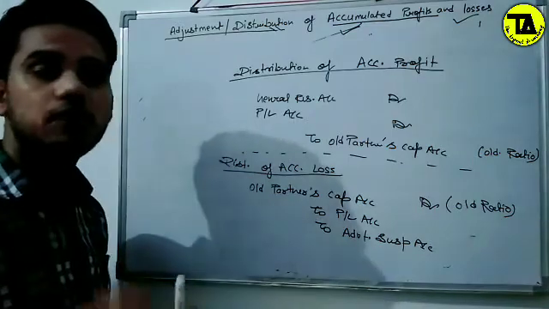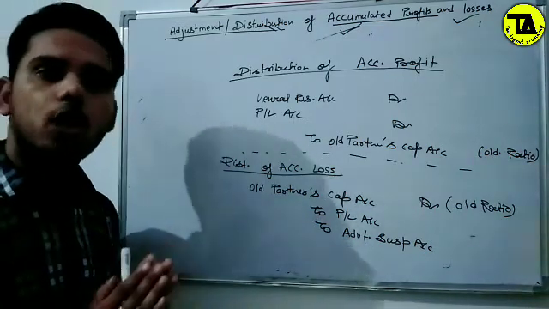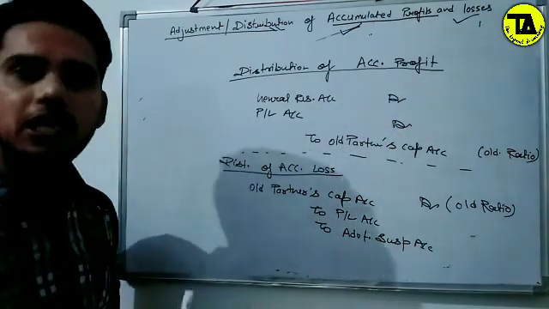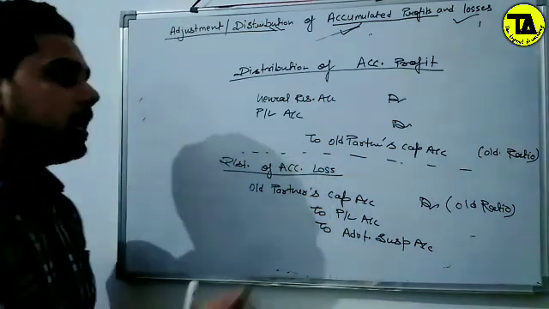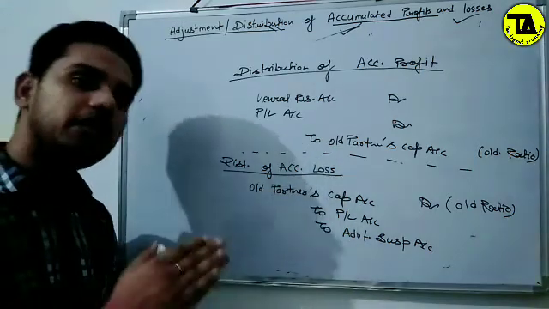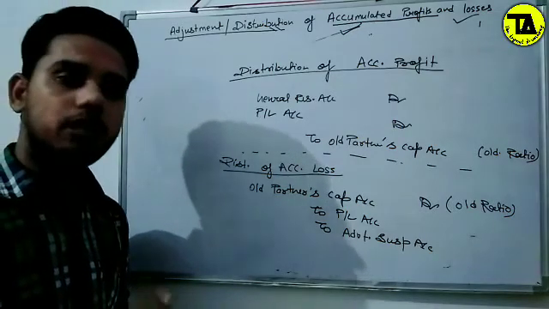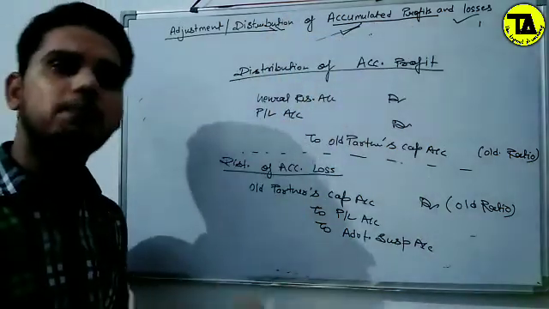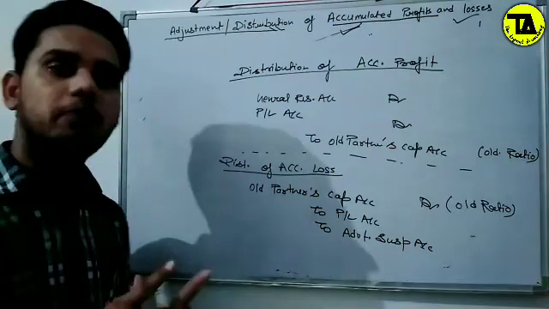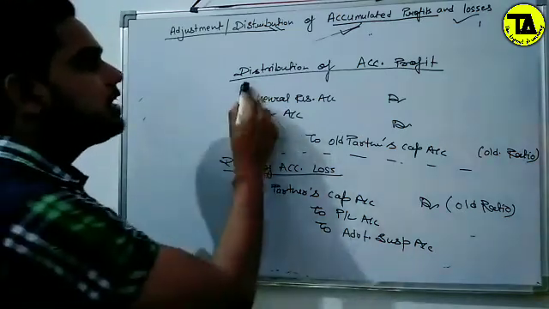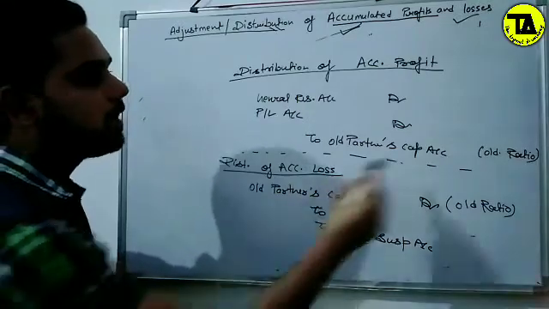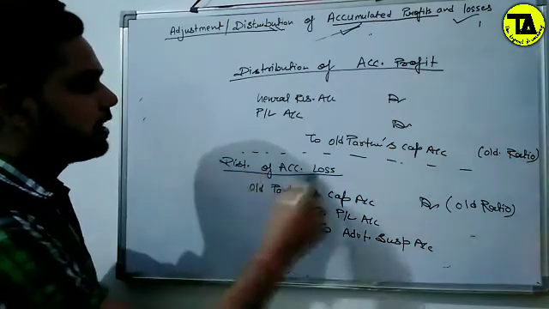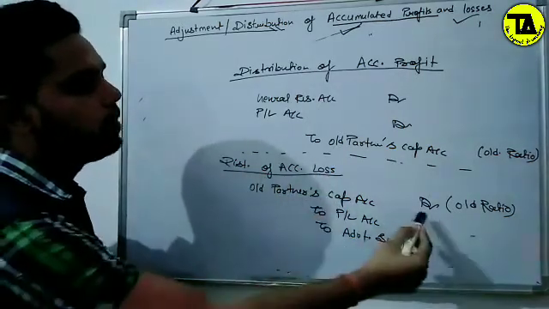Distribution means we are distributing that thing between partners. The concept is very simple. If it is accumulated profit, it will be credited to old partners in the old ratio. If it is accumulated loss, it will be debited to old partners in the old ratio. While distributing accumulated profit, I have credited the old partners' capital accounts, and in case of accumulated loss, I have debited the old partners' capital accounts.